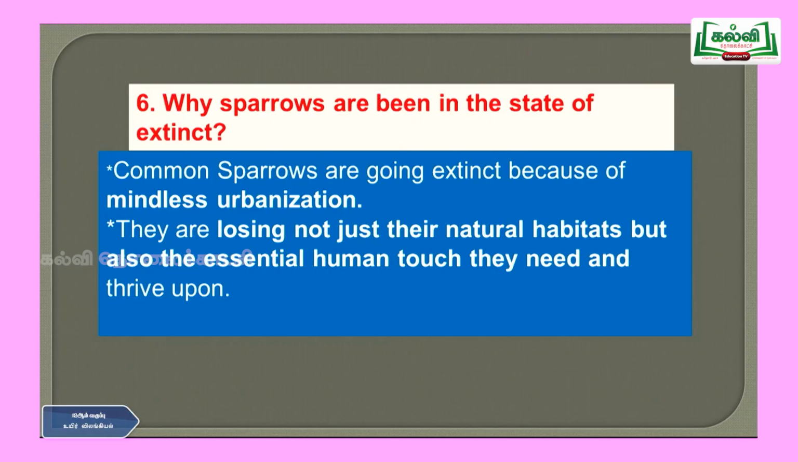So that is the urbanization, and they are losing not only the natural habitats, but also the essential human touch they need and thrive upon. So that is the main thing. That is why we are not able to make the sparrows live in our local areas.